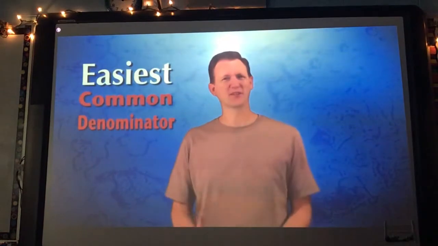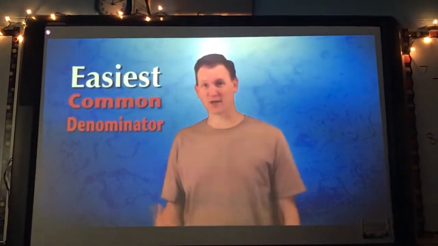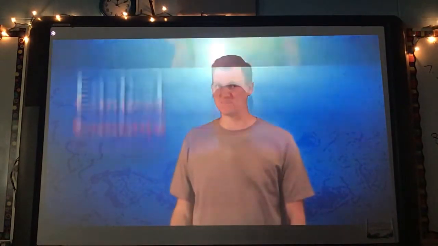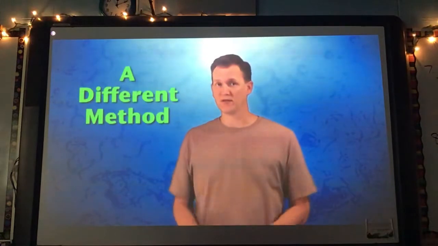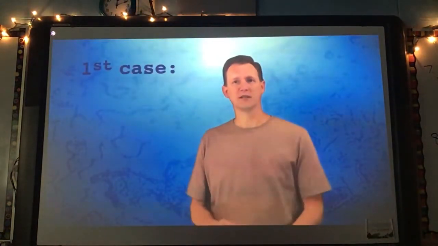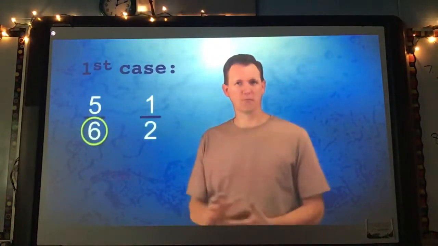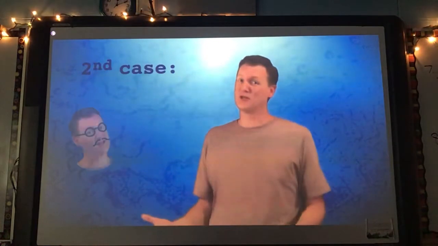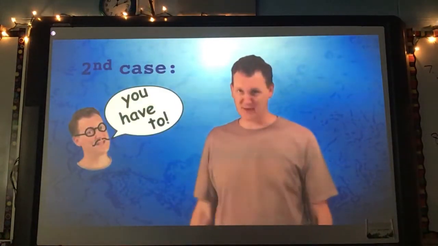In the last video, we learned how to find what I like to call the easiest common denominator. And personally, I prefer to use that method of getting a common denominator whenever I can, because it's quick and easy to remember. But I can think of at least 2 cases where it would be better to use a different method to convert unlike fractions into like fractions. The first case is when one of the fraction's bottom numbers is a multiple of the other fraction's bottom number. And the second case is when your teacher says that you have to use this other method.